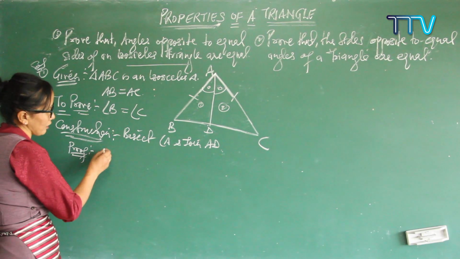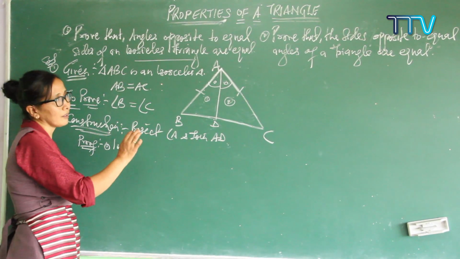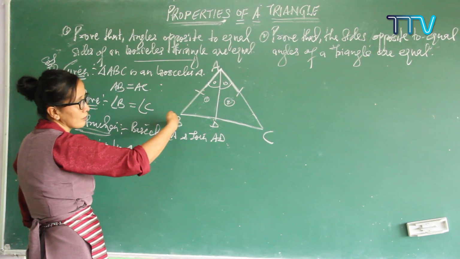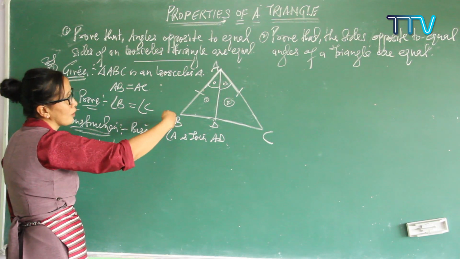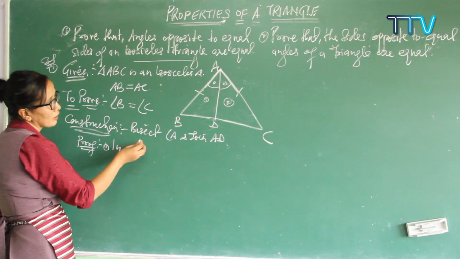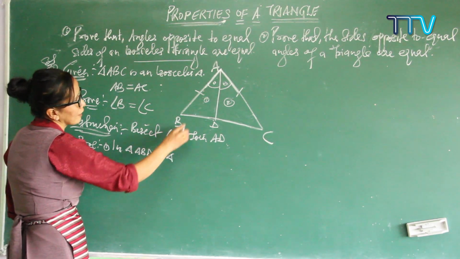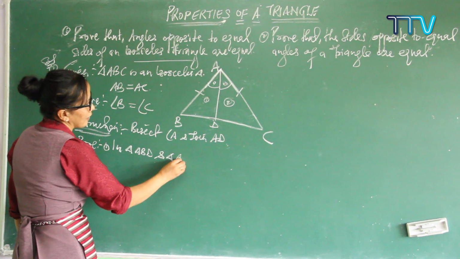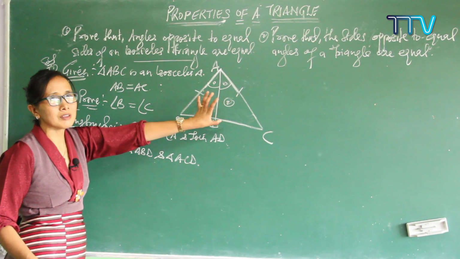Now take down, in triangle, first one. Which two triangles? You can write it in any order. If you are writing from here, or you have to start from here itself, so we are going to start from B. In triangle ABD and triangle ACD, in these two triangles, which three parts are equal to each other?